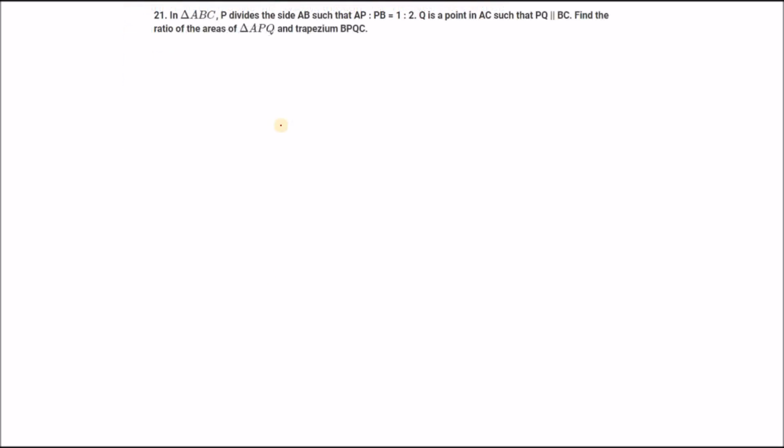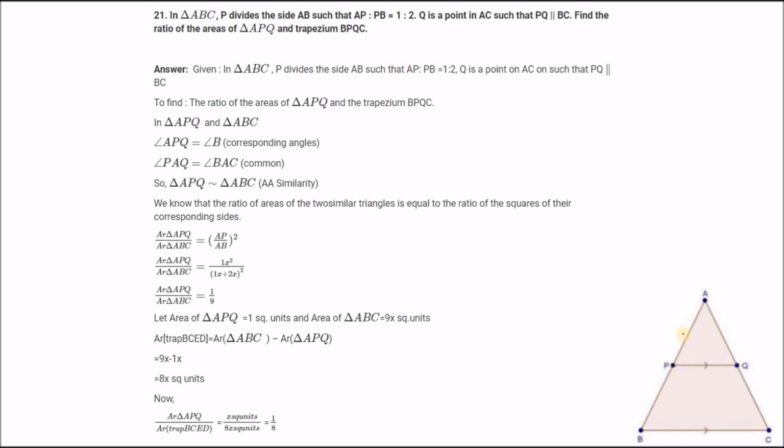The next question is, in a triangle ABC, P divides the side AB such that AP is to PB is 1:2. That means P divides AB in 1:2. So let me write this first: AP by PB equal to 1:2. So if we take AP as X, PB will be equal to 2X, right?